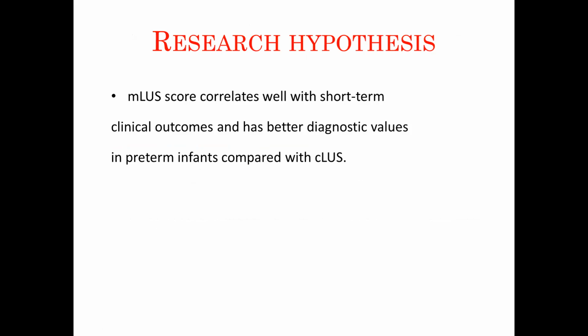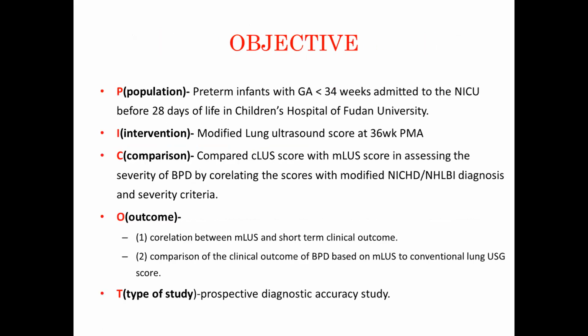They have hypothesized that modified lung ultrasound score correlates well with the short-term clinical outcome and has a better diagnostic value in preterm infants compared to classical lung ultrasound. They used the population of preterms with less than 34-week gestation, which were admitted in NICU before 28 days of life in Children's Hospital of Fudan University. The modified lung ultrasound score was done at 36 weeks of post-menstrual age and was compared with the classical lung ultrasound score for assessing the BPD by correlating the score with the modified NICHD classification of the BPD.